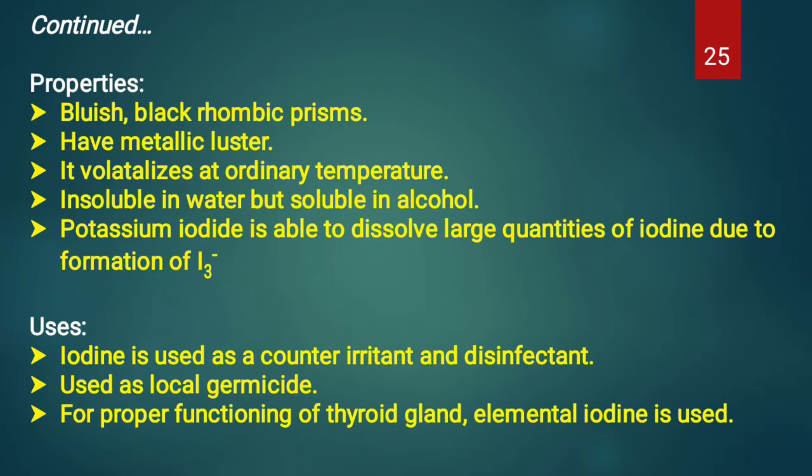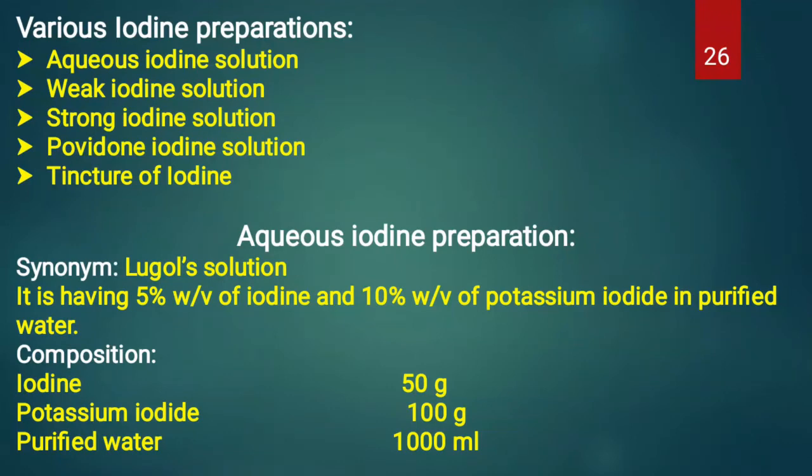Uses. Iodine is used as a counter irritant or as a disinfectant. It is used as a local germicide. It is used for proper functioning of thyroid gland. Elemental iodine is used. Various iodine preparations include aqueous iodine solution, weak iodine solution, strong iodine solution, povidone iodine solution, and tincture of iodine.